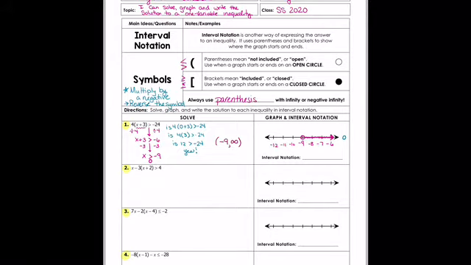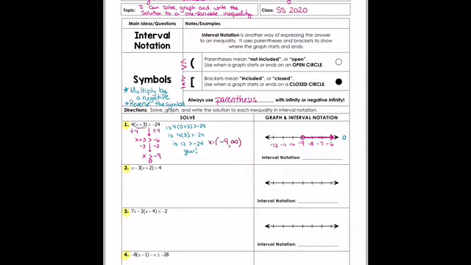So that's called interval notation, and that's a way to show the answer, that interval between negative 9 and infinity. So x could be anything from negative 9 to infinity. All right, let's try another example.